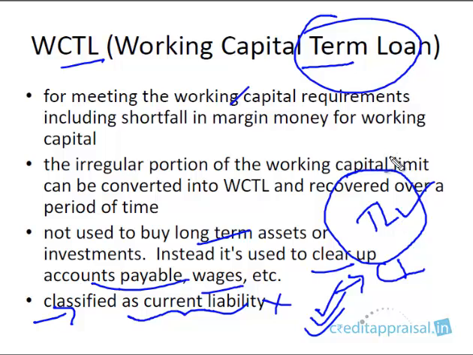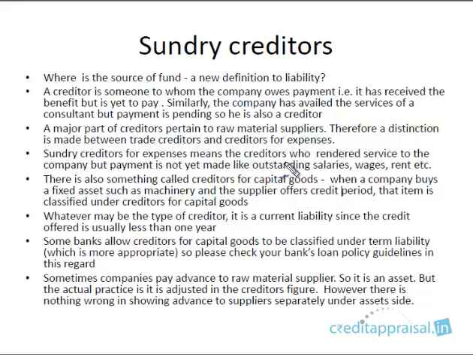I mean, that is basically the concept, right? You convert a portion of working capital into a term loan to be repaid, say, in a period of 3 to 5 years. So this is actually a term loan, but in case your bank does classify it as a current liability, please go ahead with your loan policy guidelines. Please check with your bank policy what is the correct classification. Then a very important item under current liabilities is sundry creditors.